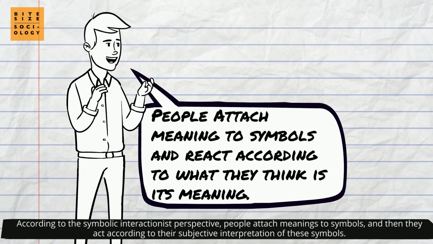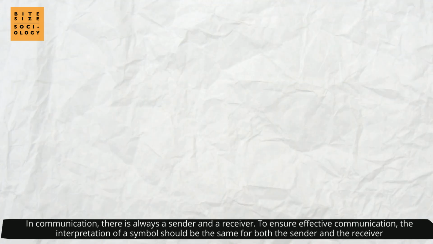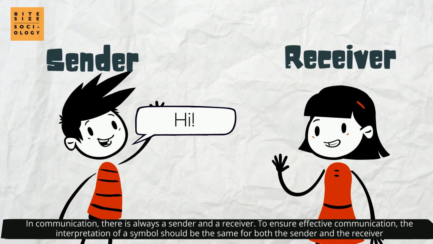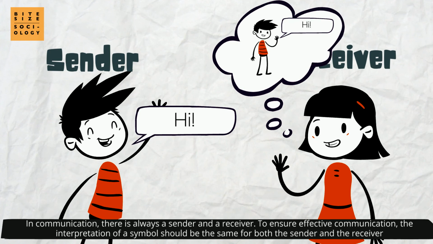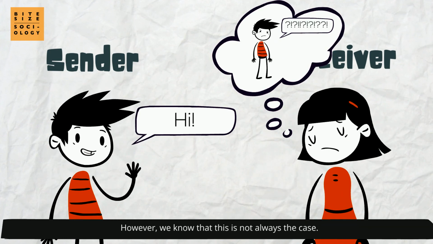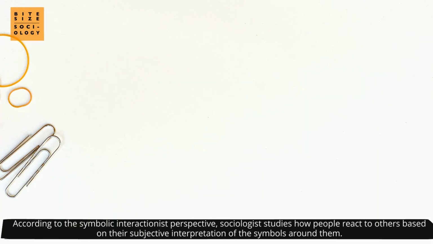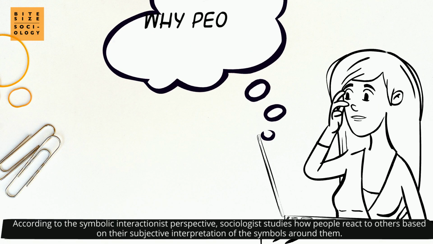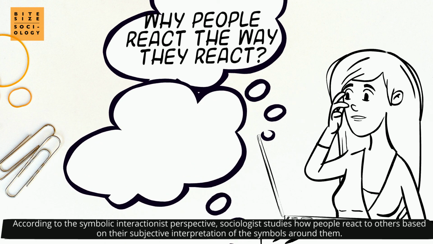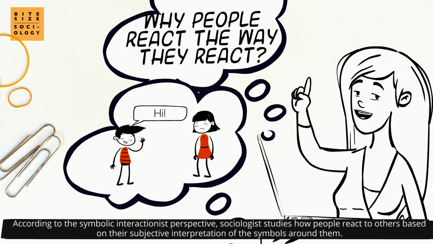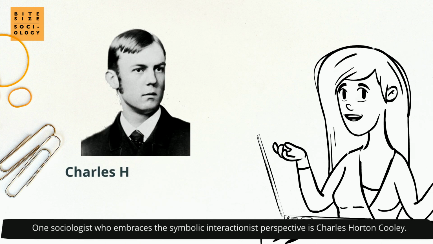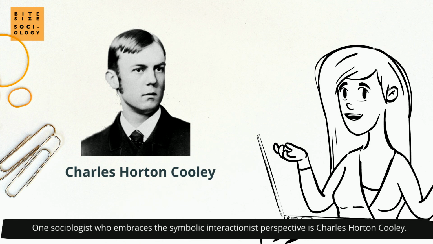In communication, there is always a sender and a receiver. To ensure effective communication, the interpretation of a symbol should be the same for both the sender and the receiver. However, we know that this is not always the case. According to the symbolic interactionist perspective, sociologists study how people react to others based on their subjective interpretation of the symbols around them. One sociologist who embraces the symbolic interactionist perspective is Charles Horton Cooley.